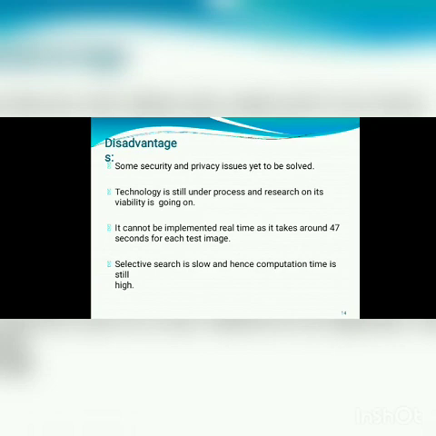There are also some disadvantages of this technique, given below. There are some security and privacy issues yet to be solved. The technology is still under process, and research on viability is going on. It cannot be implemented in real time, as it takes around 47 seconds for each image test. Selective search is slow, and hence computation time is still high.